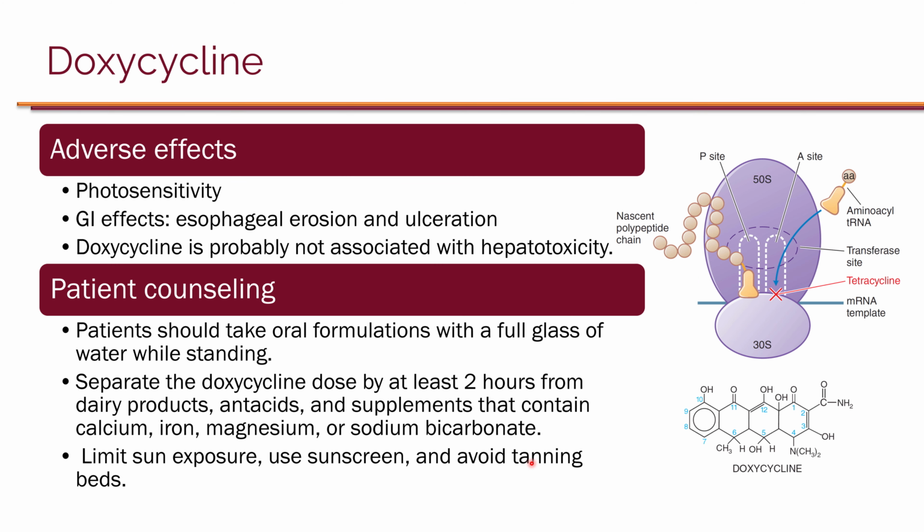Now let's take a closer look at doxycycline. So as I mentioned, tetracycline binds to the 30S subunit and prevents protein synthesis. The adverse effects include photosensitivity, and when you look at the GI effects of doxycycline specifically, it can lead to esophageal erosion and ulceration. While tetracyclines in general can cause hepatotoxicity, doxycycline is probably not associated with hepatotoxicity, so it's in general pretty well tolerated in regards to hepatotoxicity.